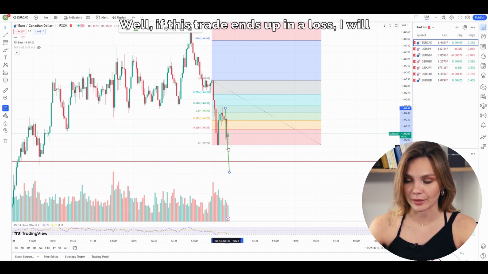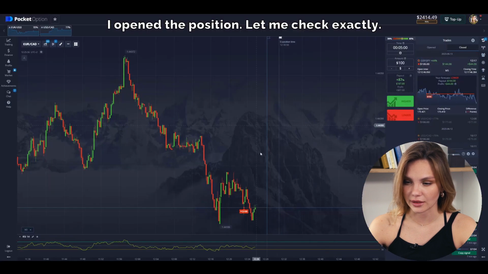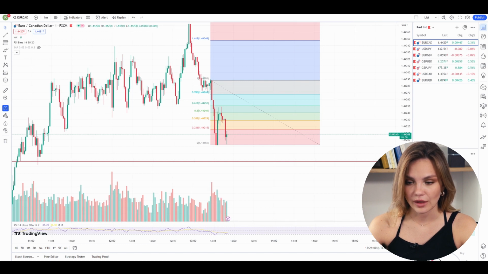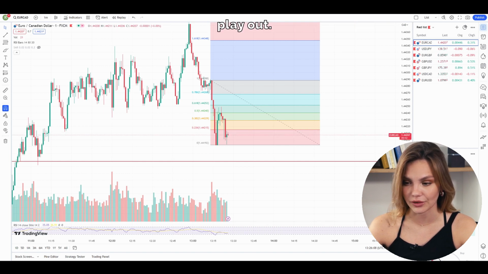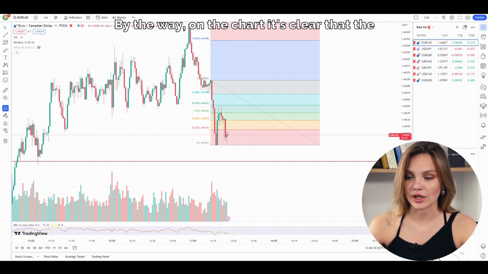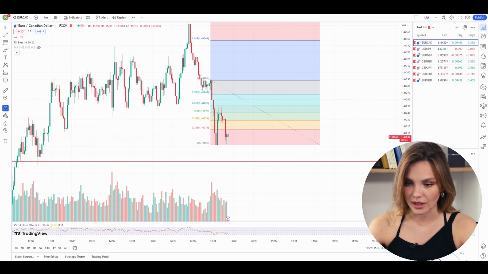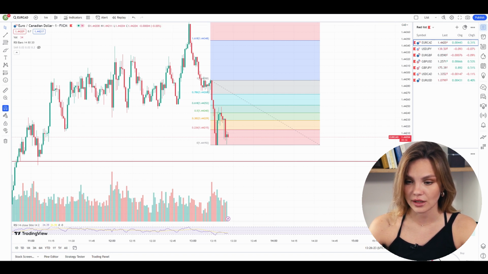Well, if this trade ends up in a loss, I will close it and enter another one for $200. I opened the position. Let me check exactly. I opened the position around this point. But I should have entered at least here. Overall, I missed the moment and entered the market when the situation was already starting to play out. By the way, on the chart, it's clear that the price bounced off the 61% level. If I had entered there, I would have already made a profit. And I'm confident that even now I will make a profit.